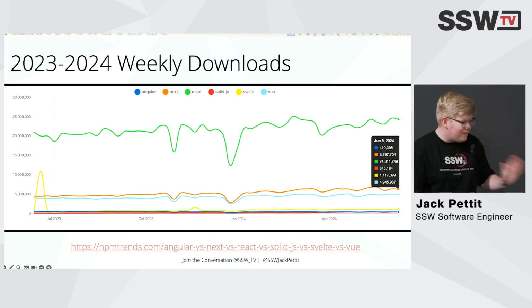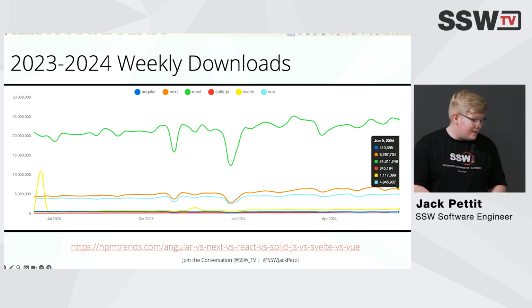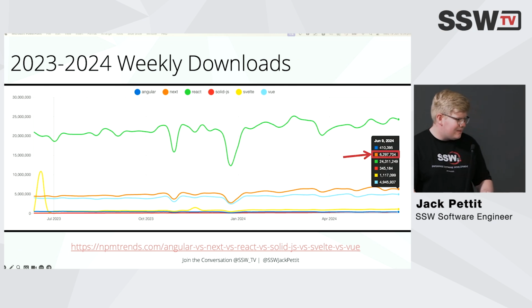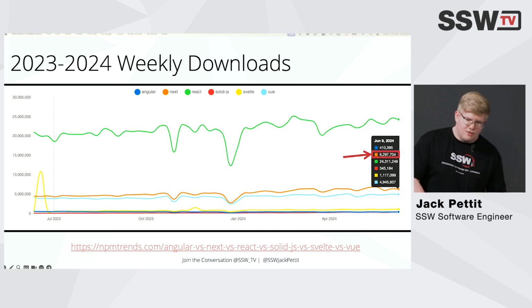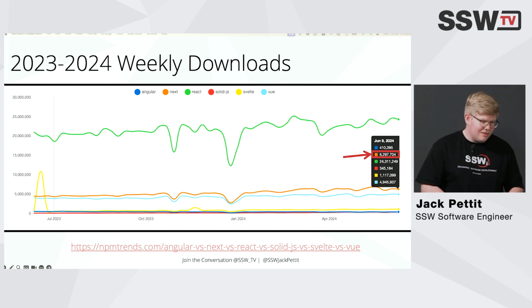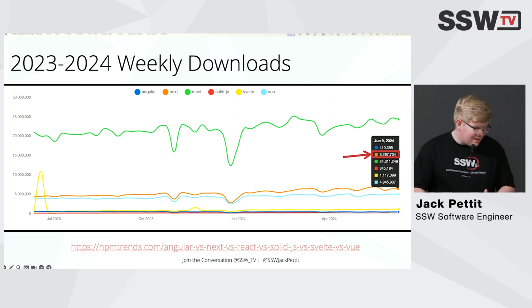This is from the NPM Trends website. And then that second line, the orange one there, is Next, at 6.2 million. And for consideration, the blue line, one of the ones down the bottom with 400,000 downloads, still a lot, is Angular. But okay, it's popular.